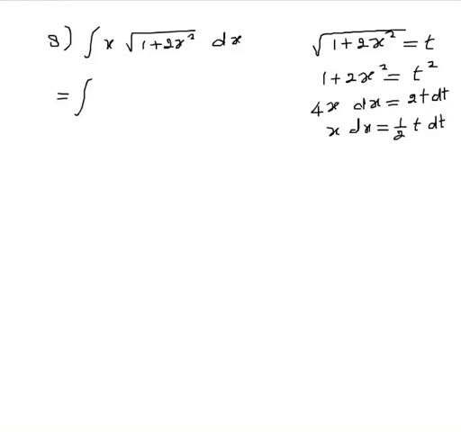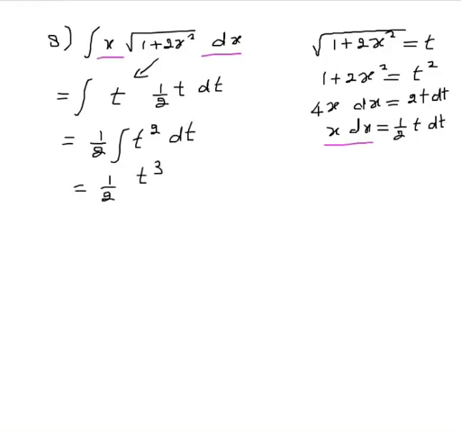Let us substitute. We have x dx in the question. It becomes half t dt, and let us substitute for this. This is t. Half is a constant, which is a factor. We can take it out. So half into integral t square dt.